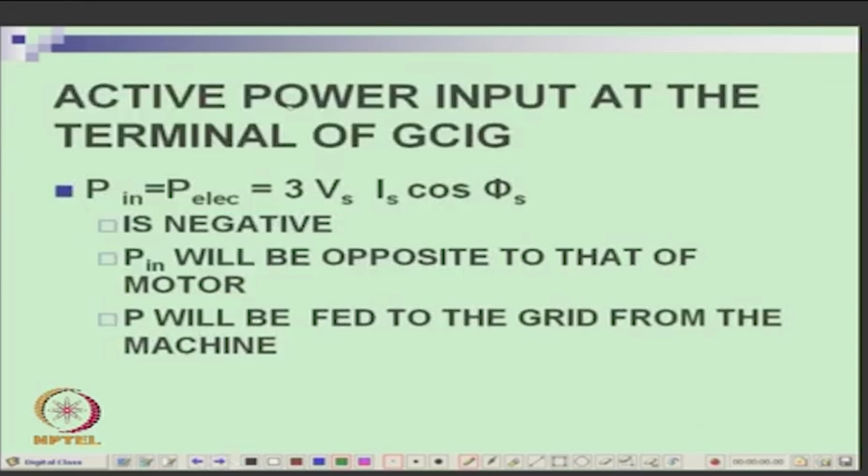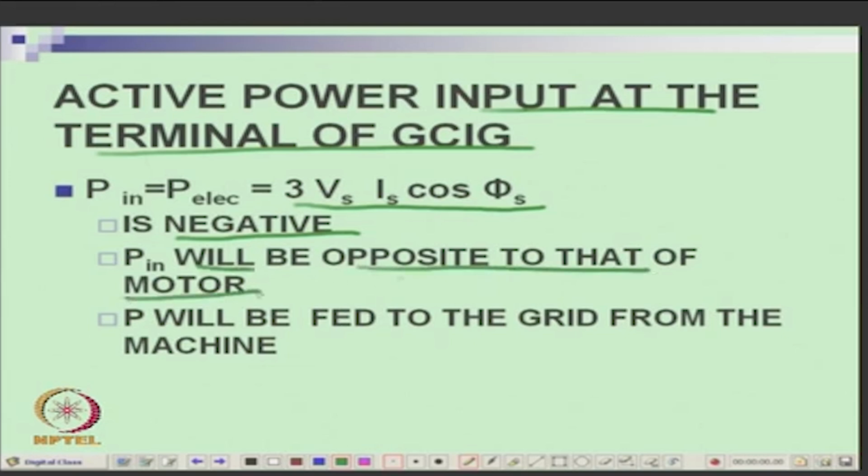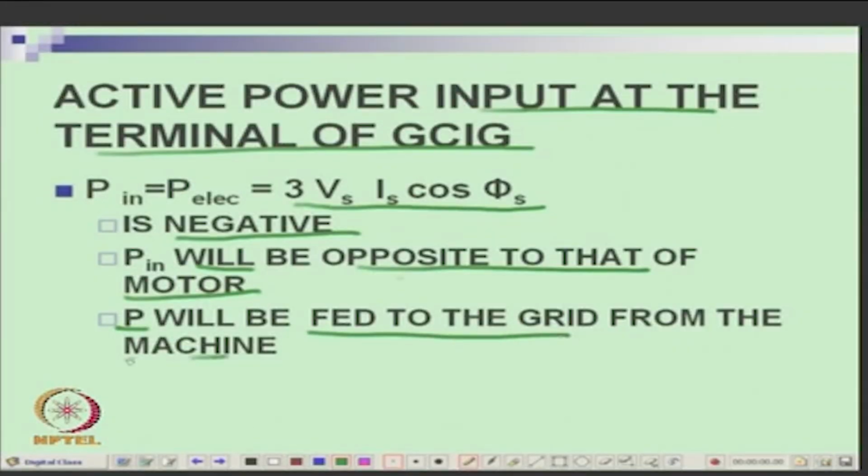Okay. So, the active power input at the terminal of the GCIG, 3 Vs Is cos phi s, is negative. So, power input will be opposite to that of the motor. If you are in the motor you are putting some power input, in the generator you are putting some minus power input, okay. That means you are feeding power into the grid, not out of the grid. So, P will be fed to the grid from the machine. Is the concept clear, okay.